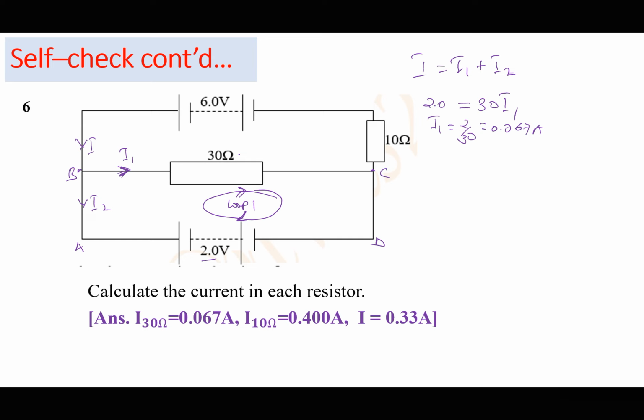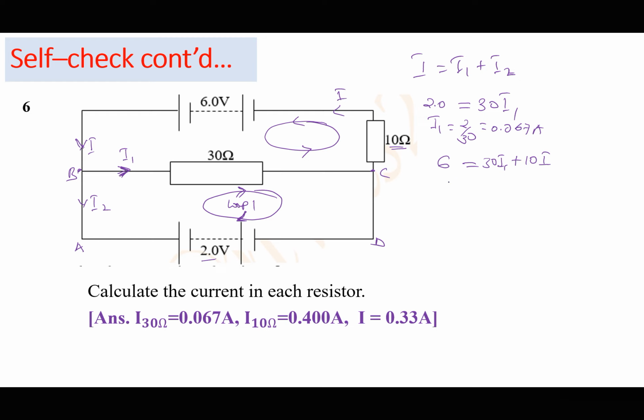Then if I want to find I2, I have to first find I. So to find I, I will put another loop here. Let me say it is anti-clockwise. So the sum of the EMF, there's only one cell of 6 volts, which is positive, should be equal to the sum of the PDs. For the PDs, the 30 ohms has current in the same direction as the loop, so it is 30 times I1. But the current in 10 ohms is I. So this is going to be plus 10 times I, because the current I is the same current through 10 ohms.